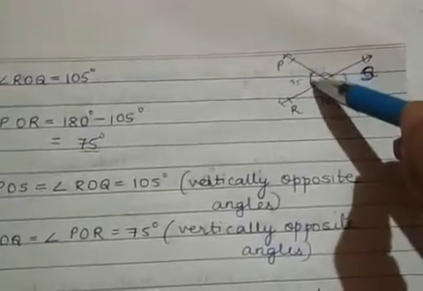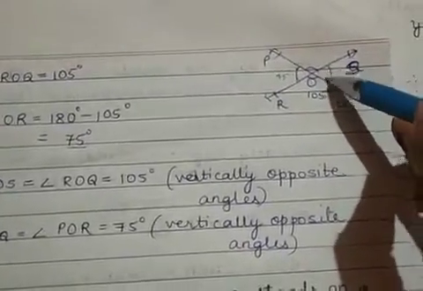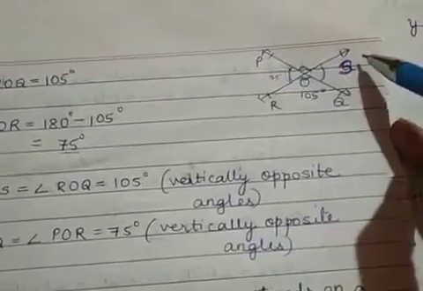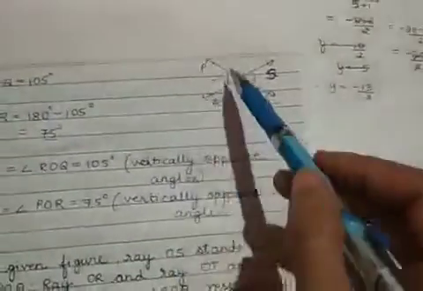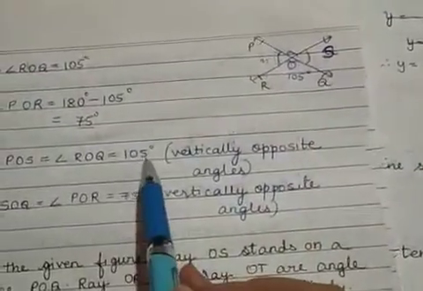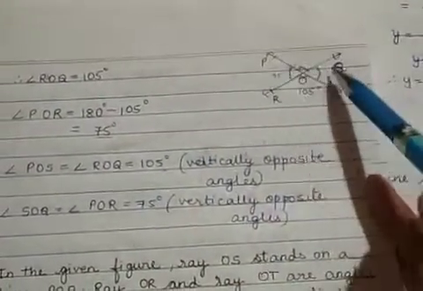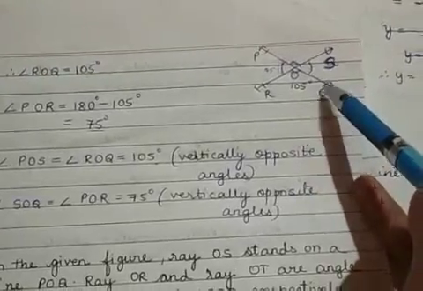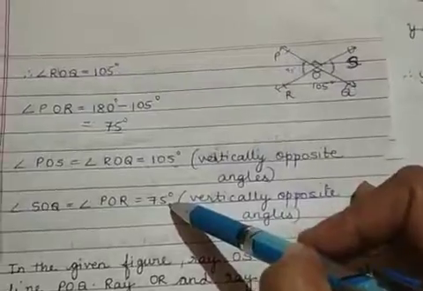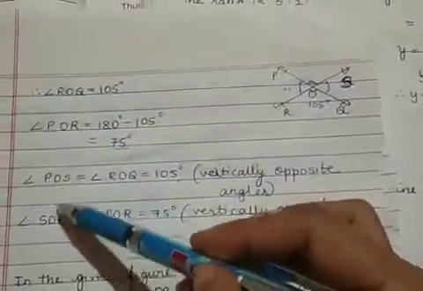Now this angle and this angle are vertically opposite angles, and this angle and this angle are vertically opposite angles. So angle POS will be equal to angle ROQ, so it will be 105 degrees. And angle SOQ will be equal to angle POR, which is 75 degrees. So we have found all the 4 angles.